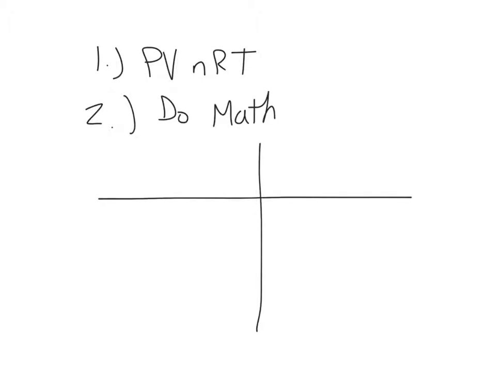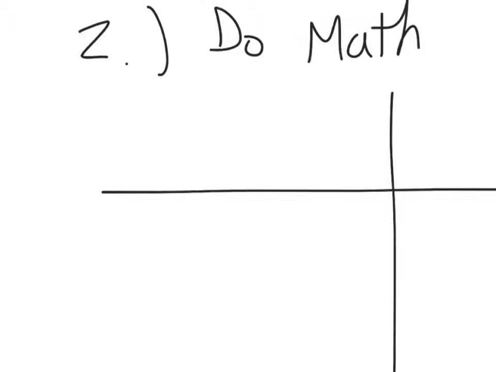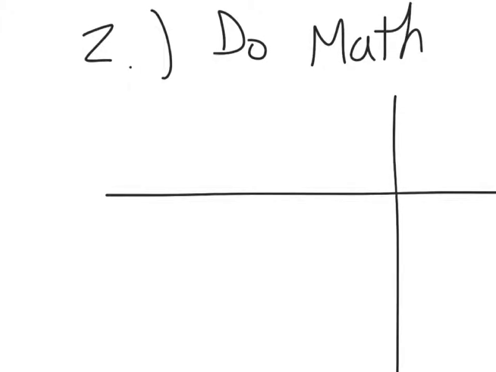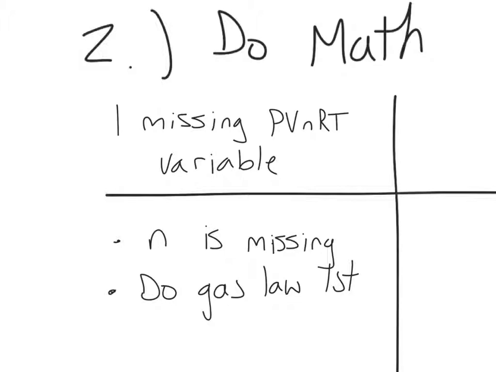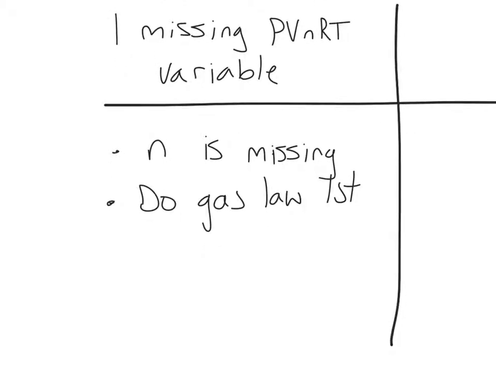So I'm going to make a little table here and talk about each side separately. What happens if you have only one missing variable? This would happen if you wrote out your PV = nRT variables and you're missing one. If you are missing one variable, it is going to be n, or number of moles. If that is the case, you want to do the gas law first and solve for that missing variable n. Once you've solved for n, the next thing you're going to do is take that n and answer the question doing stoichiometry to solve for the missing mass.